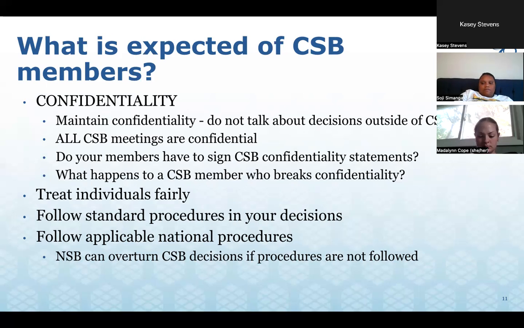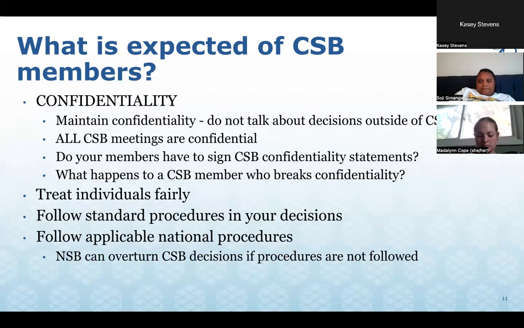I would recommend having members of your chapter standards board agree to or sign a confidentiality statement, just saying like, hey, I know as a member of CSB that I must maintain confidentiality, and I agree to that. And I know that if I break it, X will happen. And hopefully this is something that you have set forth in your constitution as well. Like if a member were to break confidentiality, what are the consequences?